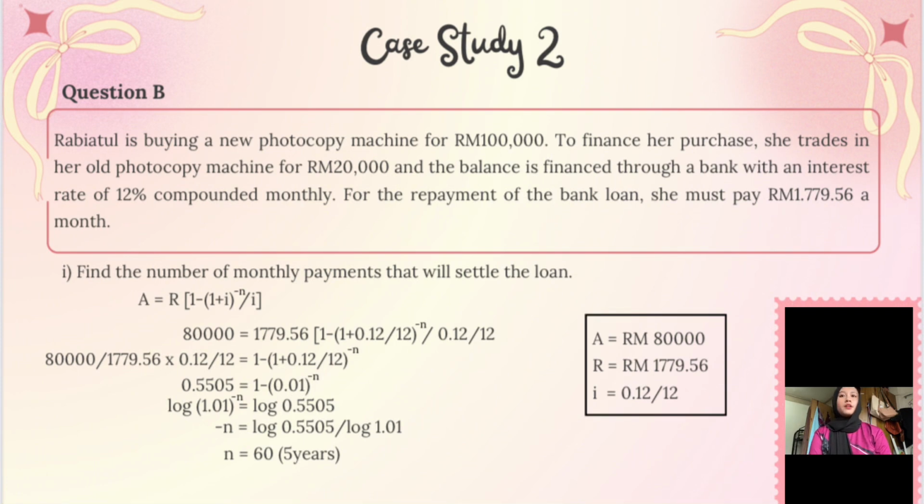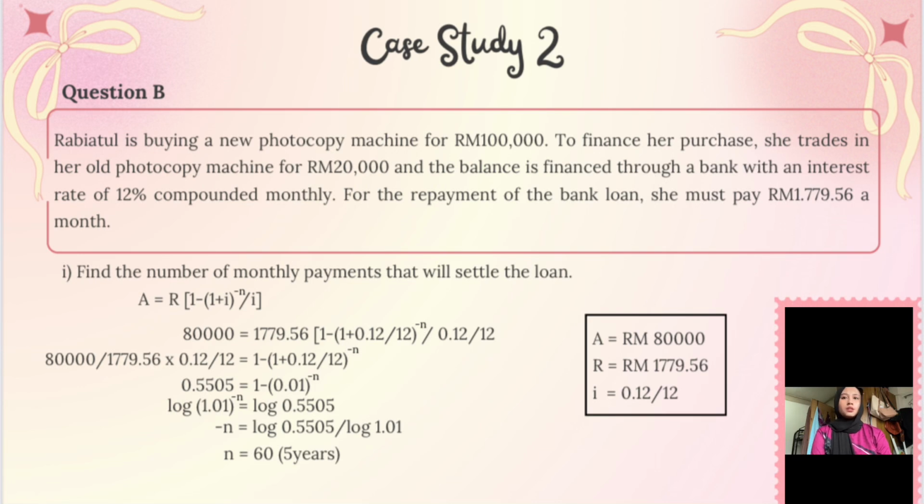Next, we use the present value of annuity formula. A equals R times [1 - (1 + i)^(-n)] divided by i. Now we substitute the values. 80,000 equals 1,779.56 times [1 - (1 + 0.12/12)^(-n)] divided by 0.12/12.